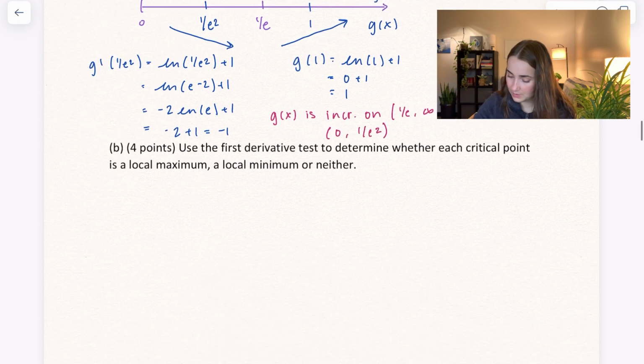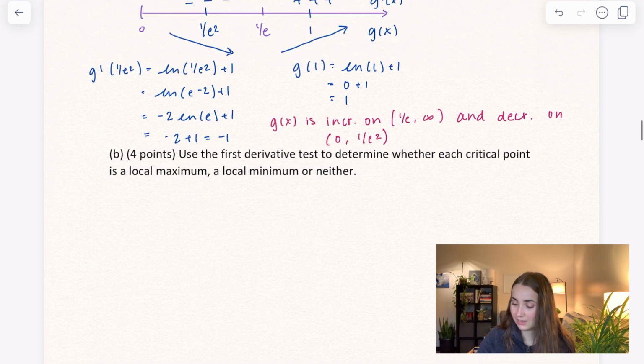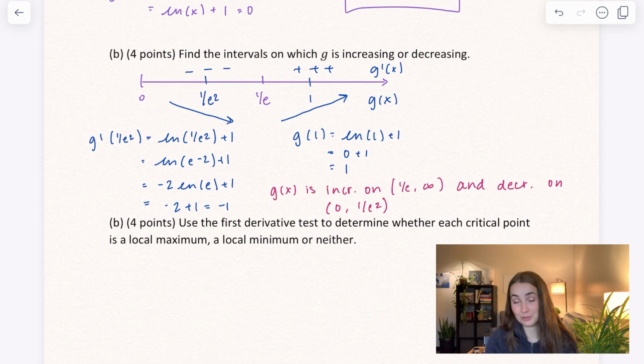So now for part B, that should be part C. Use the first derivative test to determine whether each critical point is a local minimum, local maximum, or neither. And so looking at our first derivative test, which we already did, we can see that 1 over e is going to be a local minimum.